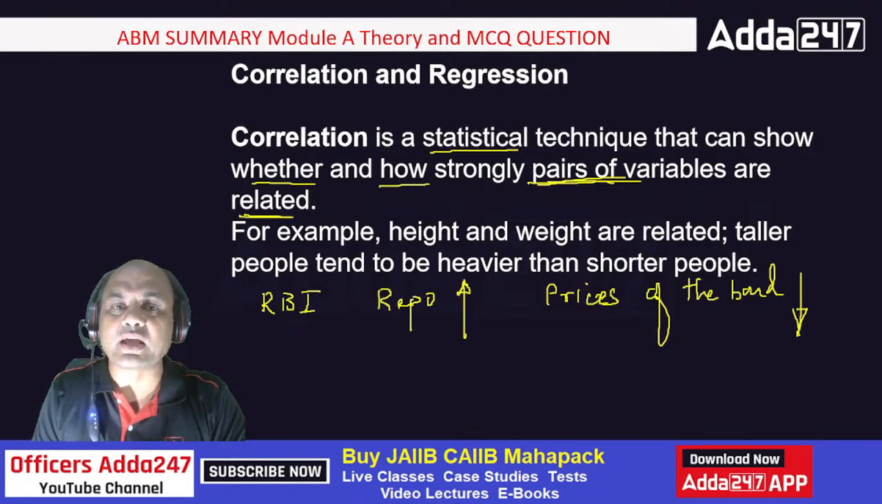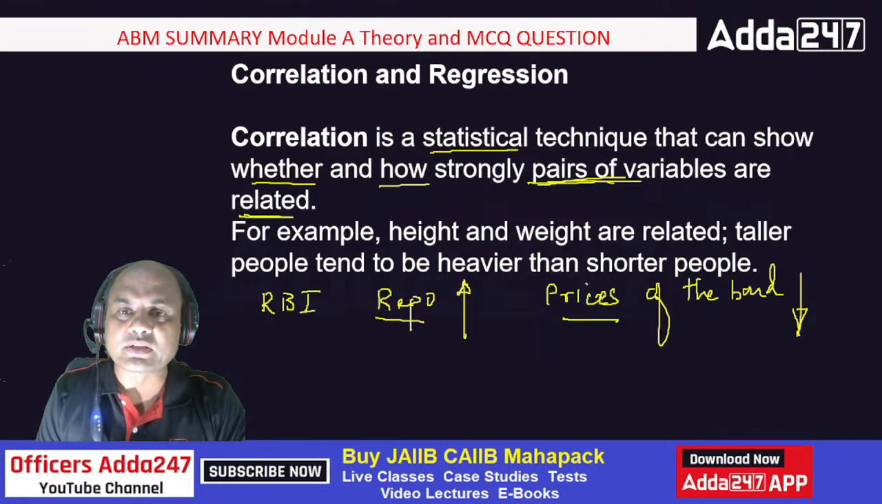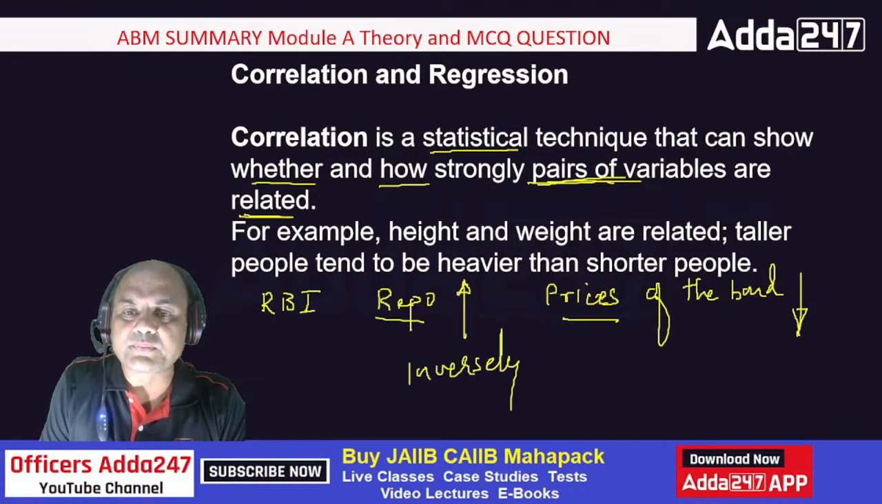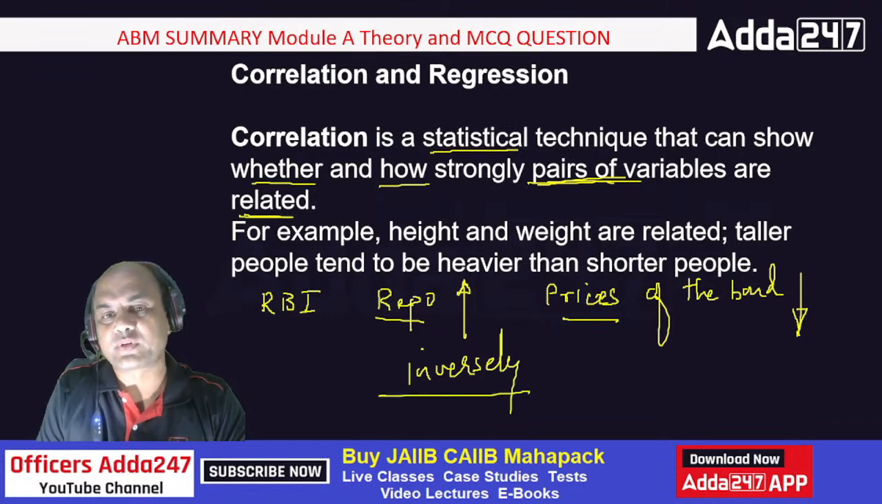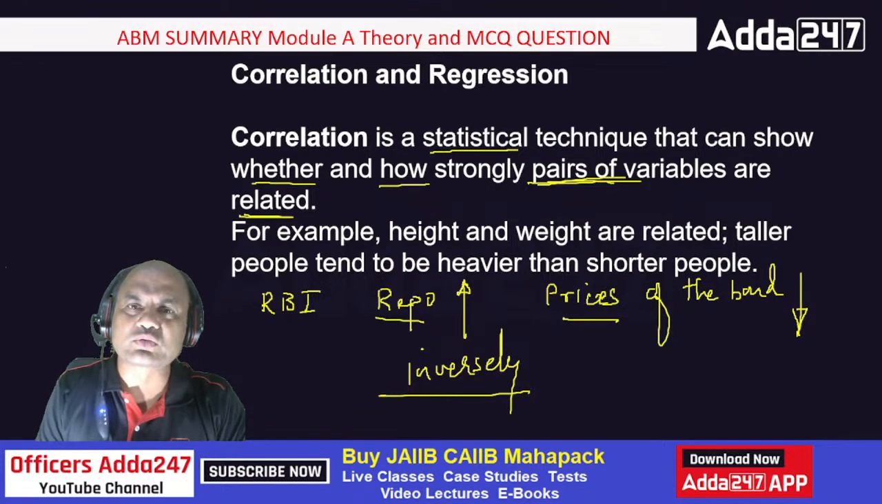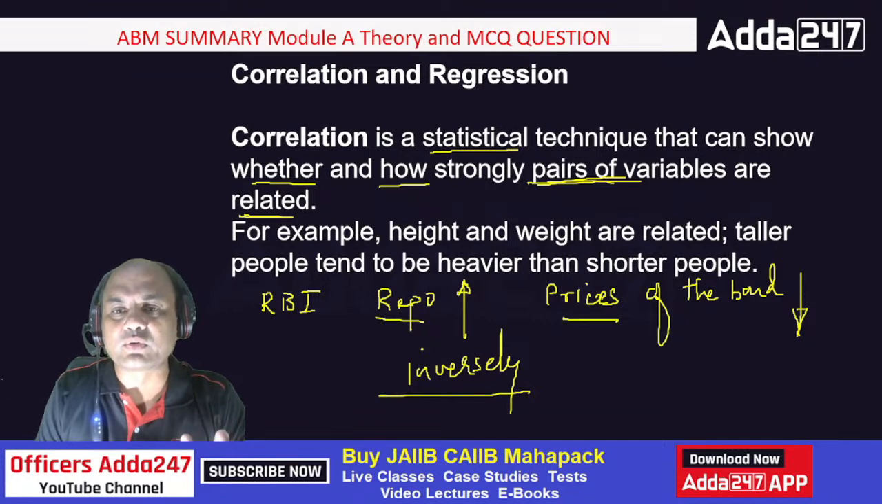A relationship, and whether and how strongly the pairs of variables are related. These are the two variables, repo rate and prices. How are they related? They are inversely related. Okay. For example, height and weight are related. Generally, taller persons tend to be heavier than shorter people. So that is a commonly seen thing over here. This taller person tends to be heavier, means the weight of the taller person is higher.